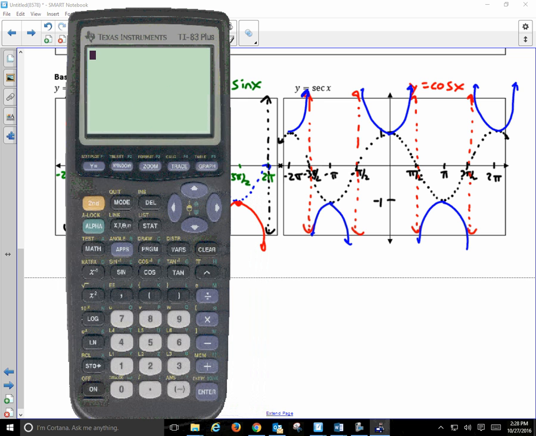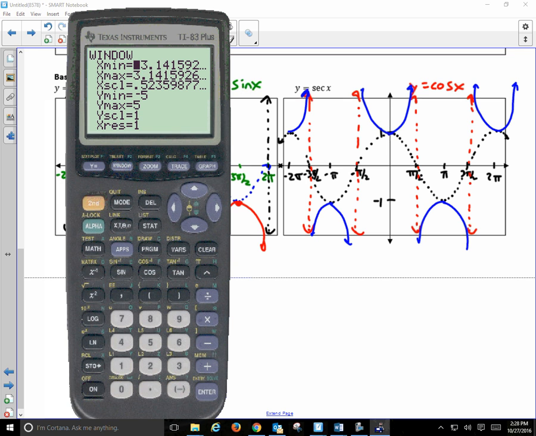So you might wonder how accurate that is. I go into here and I graph 1 divided by cosine. I'm in radians. I check my window. My window, I'm going to start a minimum of negative 2 pi, a maximum of 2 pi, a scale of every pi divided by 2, a minimum down to negative 2, a maximum up to positive 2, and watch my graph.